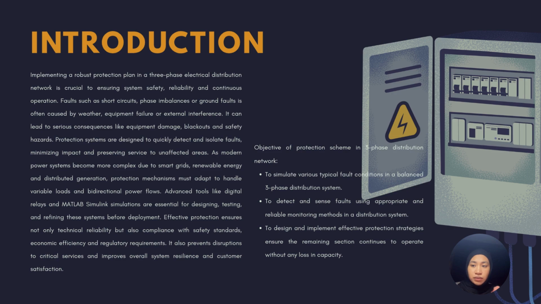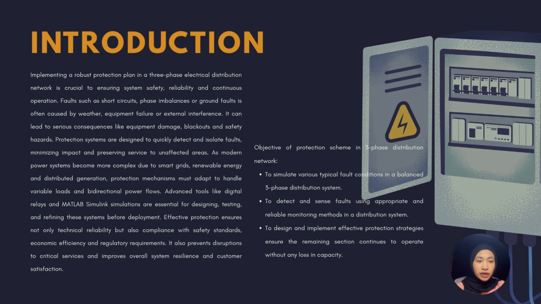As modern power systems become more complex due to smart grid, renewable energy, and distributed generation, protection mechanisms must adapt to handle variable loads and bidirectional power flows. Advanced tools like digital relays and MATLAB simulation are essential for designing, testing, and refining these systems before deployment. Effective protection ensures not only technical reliability but also compliance with safety standards, economic efficiency, and regulatory requirements. It also prevents disruption to critical services and improves overall system resilience and customer satisfaction.